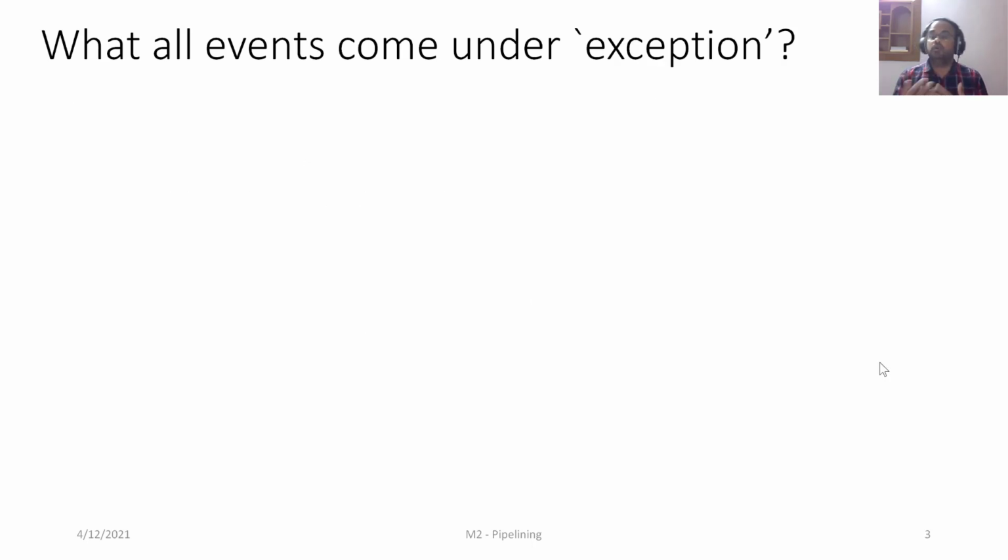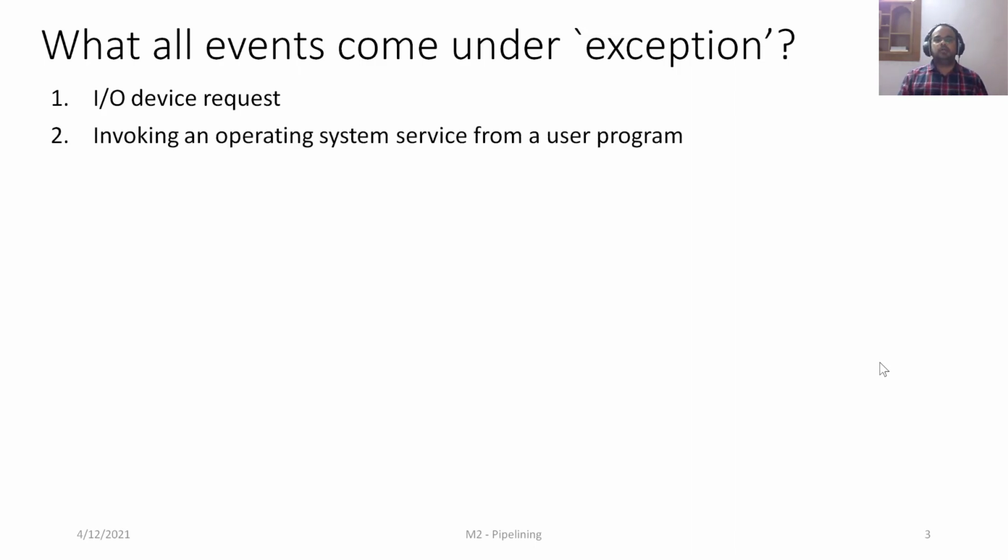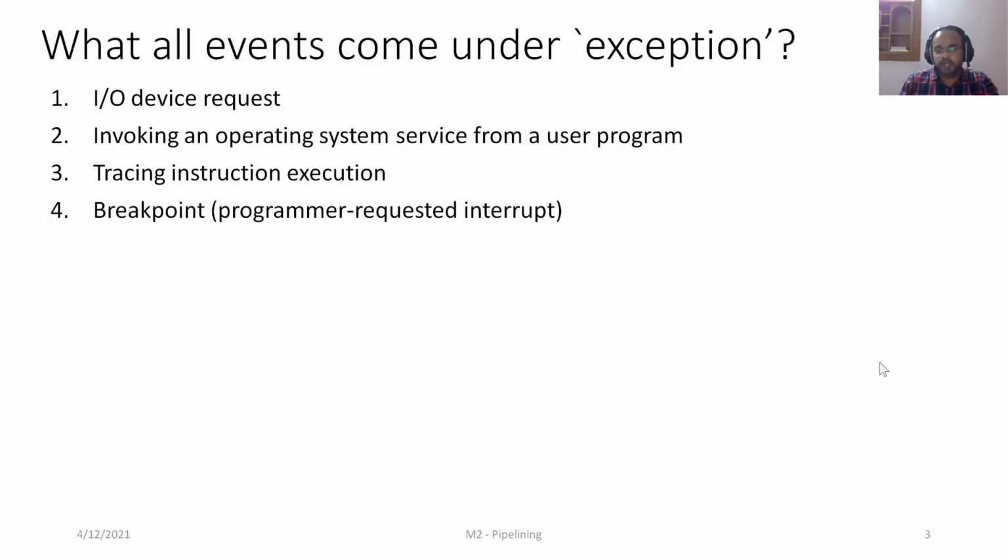And if we want to see what all exceptions typically are there, the very first one is input output device request. The second one is invoking the operating system, and this can be done by the user program itself, right? The third exception is tracing the instruction execution, right? This you have already seen in your practice labs. You use the functionality which is step, right? You want to trace how the instructions are getting executed. That is an example of exception. The fourth one is breakpoint. Again, it is programmer requested, and if you are familiar with GDB based debugging, you use breakpoints a lot, right? And even instruction tracing can also be done by stepwise execution, right? And both of these are there in Venus.